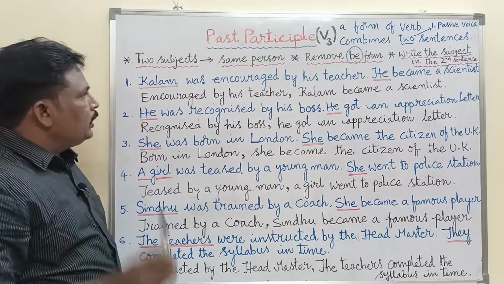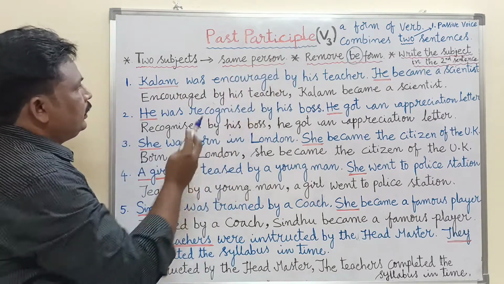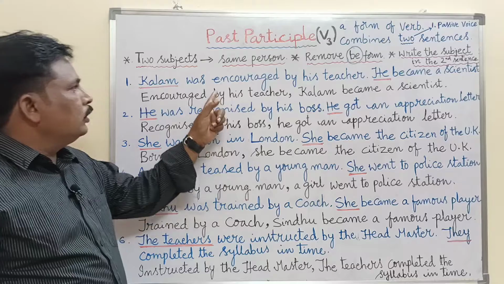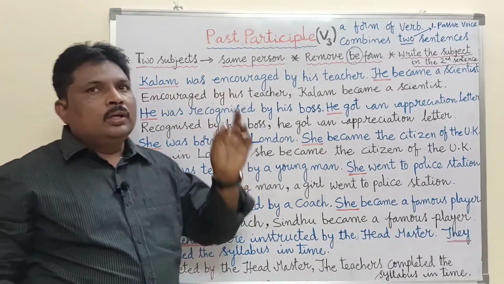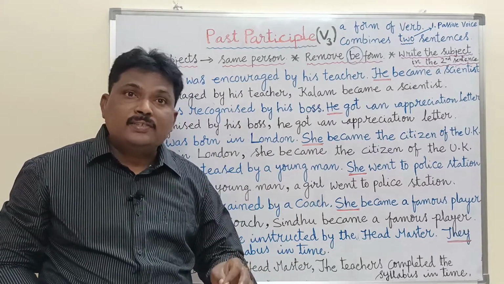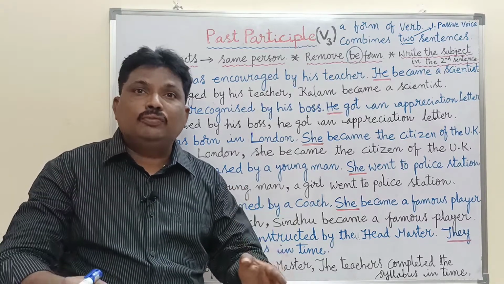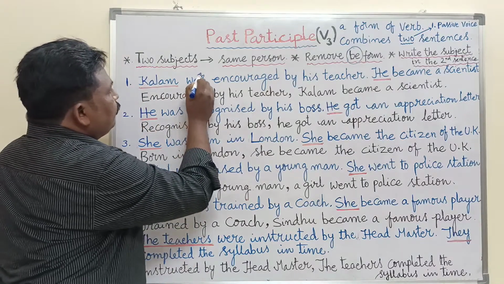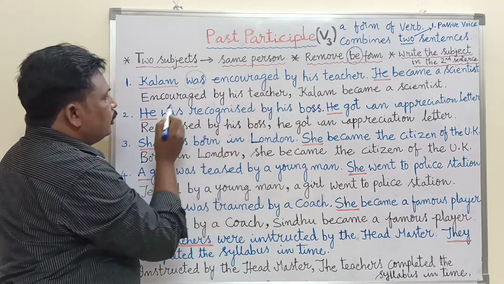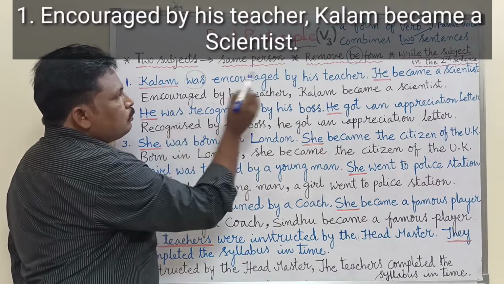So that is why we begin the answer with the past participle V3. Encouraged is V3, because this is already in the third form of the verb. Remember, this be form plus V3 is used in all passive voices. Whatever the tense it is, irrespective of the tense, in passive voice the verb is always in the third form, that is past participle. This is a be form. We remove this be form and begin the answer with encouraged. So: encouraged by his teacher, comma.